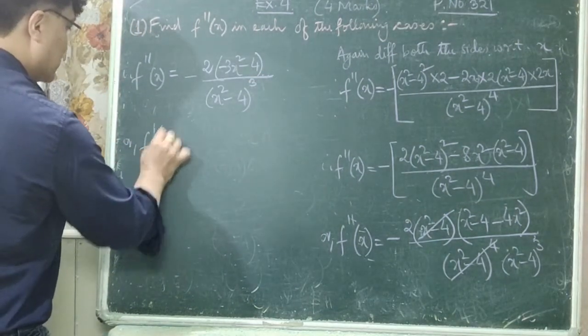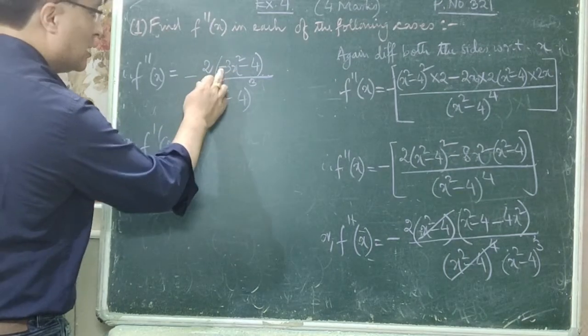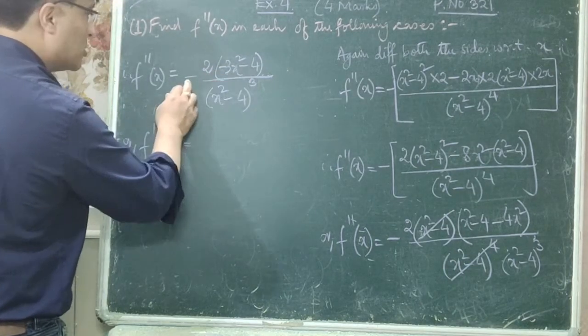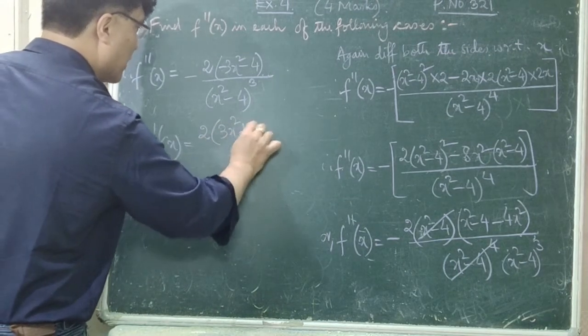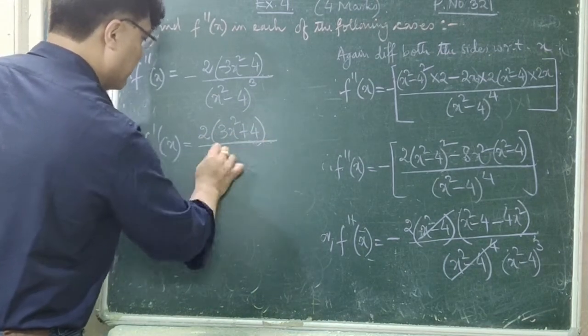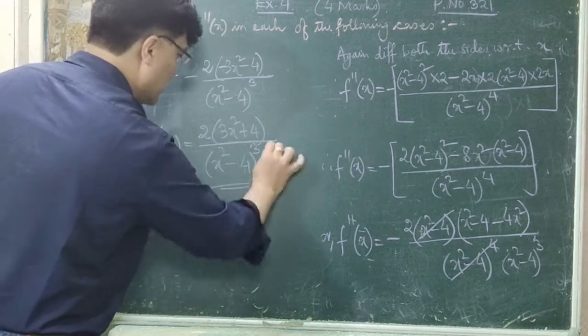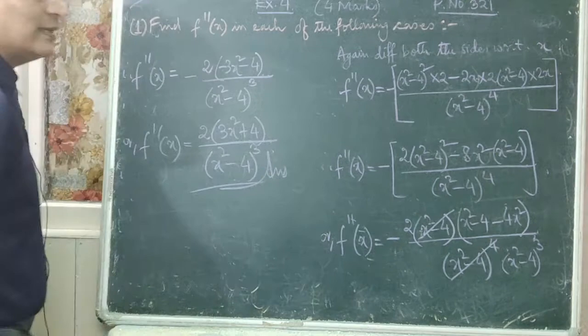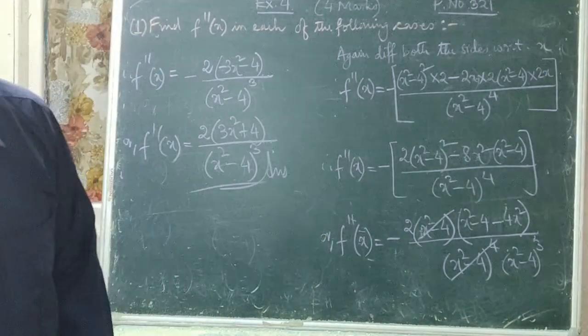Or f double dash of x is equal to, here minus is taken common, isn't it? If you take minus as common, so minus to minus is plus 2 into, this is your 3x square plus 4 whole divided by x square minus 4 whole cube. So this is the final answer. So I think you have understood it.